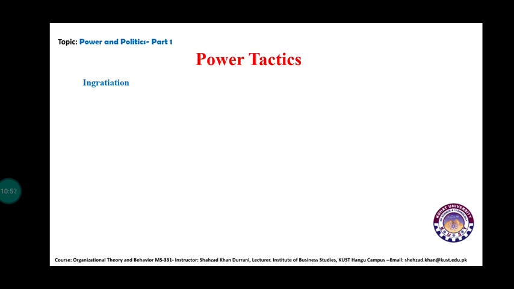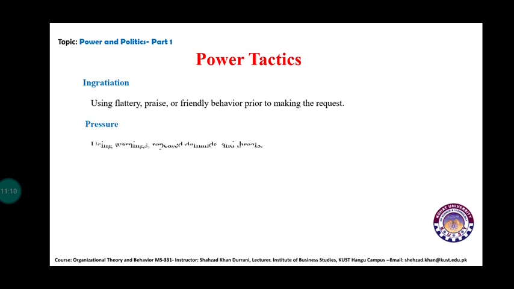Then we have ingratiation, which is using flattery, praise, or friendly behavior prior to making the request. So you are trying to be friendly with that person. Another tactic is pressure, using warnings, repeated demands, and threats.